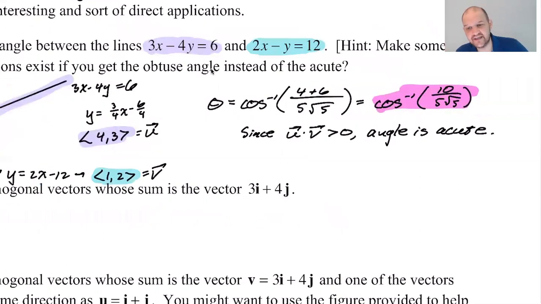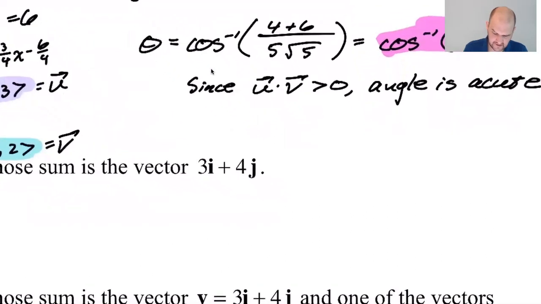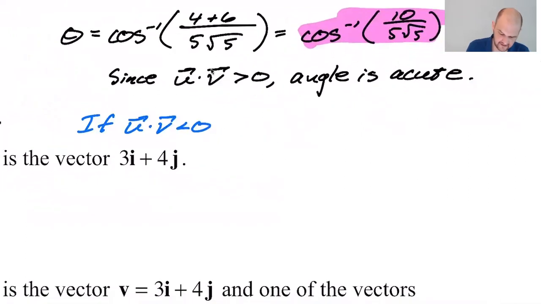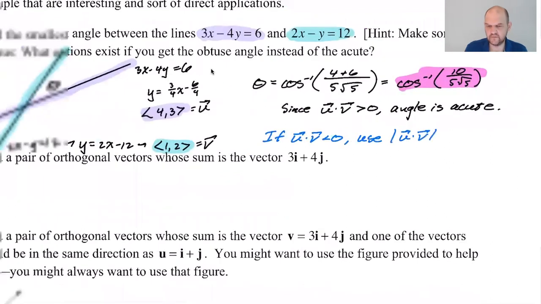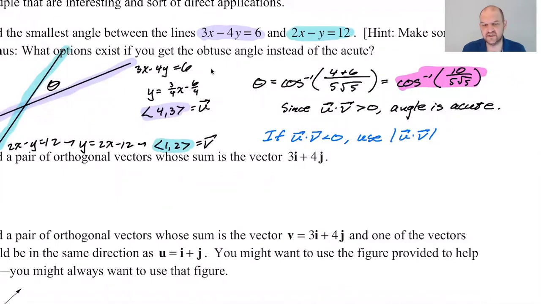If I had gotten negative, right? So say I use the vector -4, -3, which I totally could have, right? That's also parallel to the line. My dot product would now be -10, which is obtuse. All I need to do is switch the sign of the dot product. So really, if u dot v was less than 0 and I need an acute angle, I would have used the absolute value of u dot v, or I would have just gone back and switched the sign of the vector, like change its direction, right?